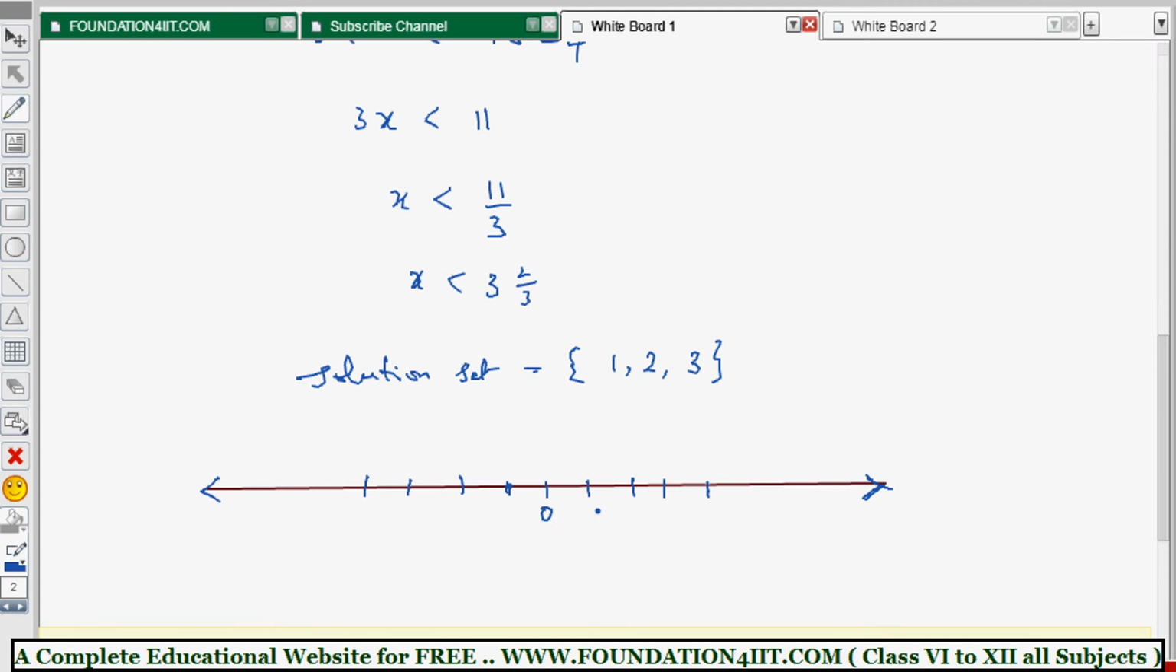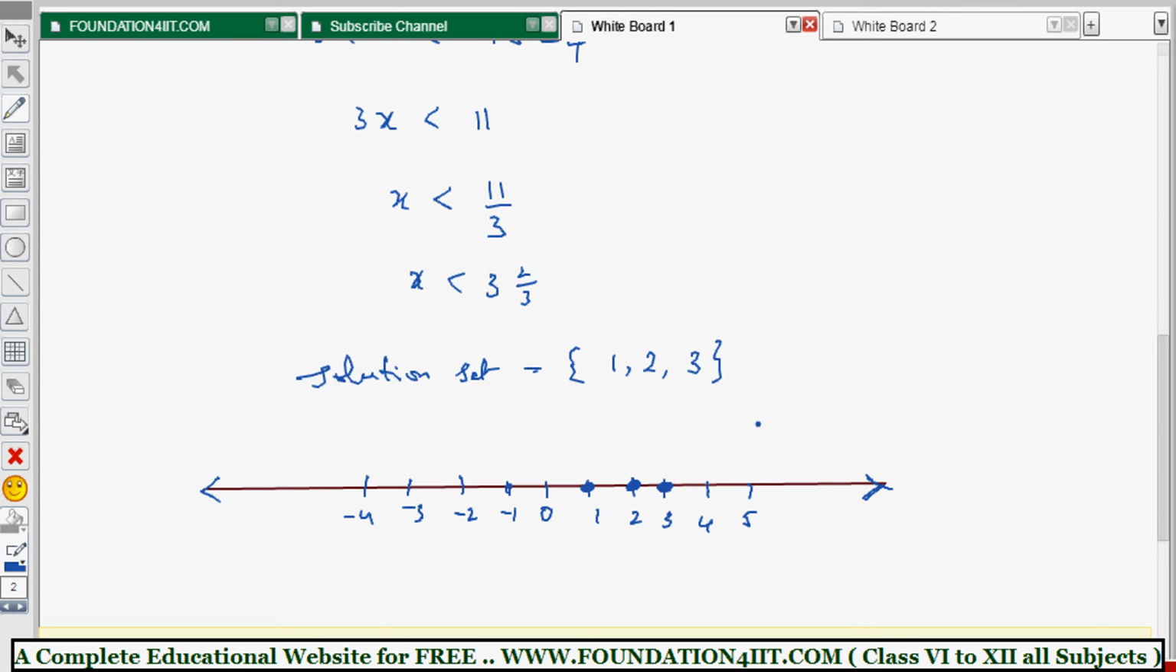So 0, 1, 2, 3, 4. The right side increases the values and the left side decreases the values. This is the set of integers. In this, only the natural numbers 1, 2, 3. So we circle 1, 2 and 3 by making black circles at the points marked 1, 2, 3 as shown here. This way you represent the solution set on the number line.